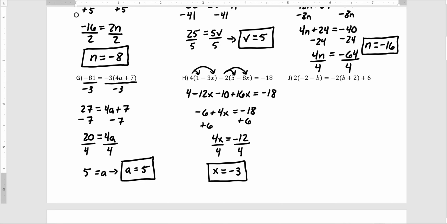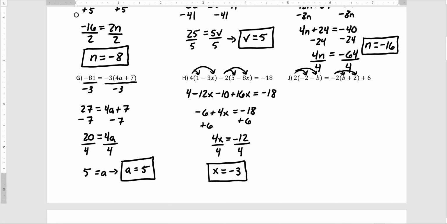So when I'm looking at letter J, I see that there's variables on both sides of the equations. So this is going to be one where I need to get all my variables on one side and all the numbers on the other. So let's start by distributing this out here. So I'm going to distribute this 2 and this negative 2 into the parentheses.